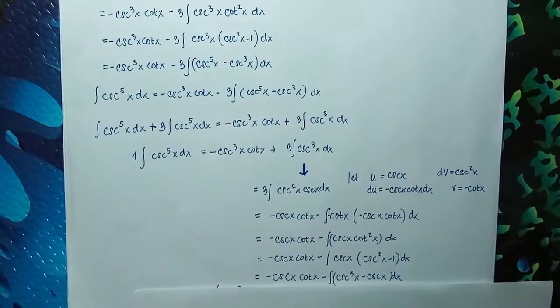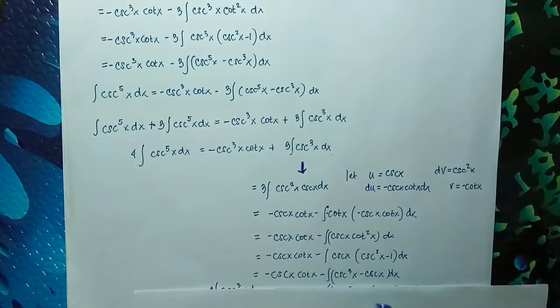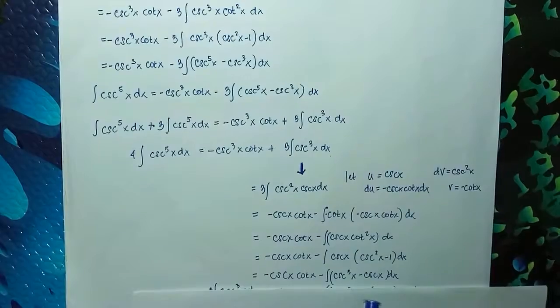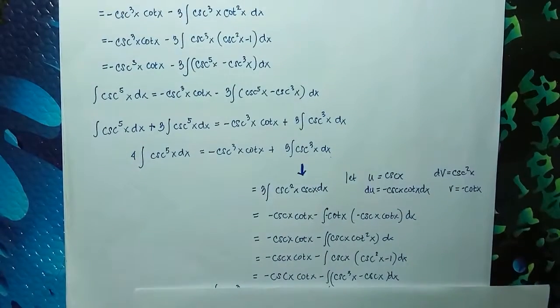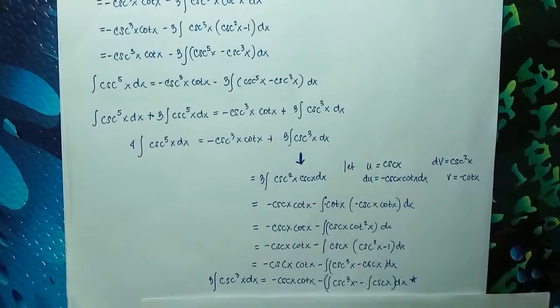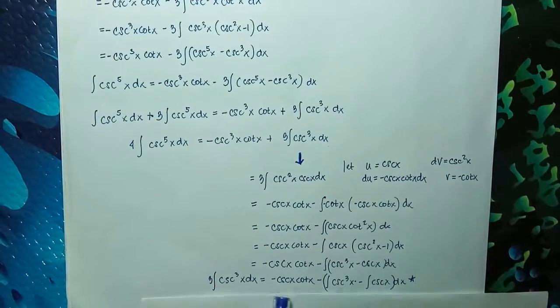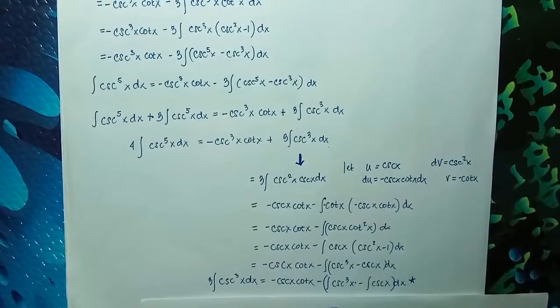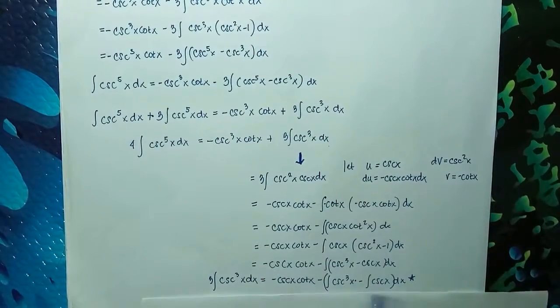So bring down this term. We distributed cosecant x, so now we have cosecant cubed x minus cosecant x dx. As you can see, we arrived at the same dilemma where we ended up with a term which is alike to our main integral. So we're going to incorporate the main integral again into the formula. So we now have 3 times the integral of cosecant cubed x dx is equal to negative cosecant x cotangent x minus the integral of cosecant cubed x minus the integral of cosecant x dx.